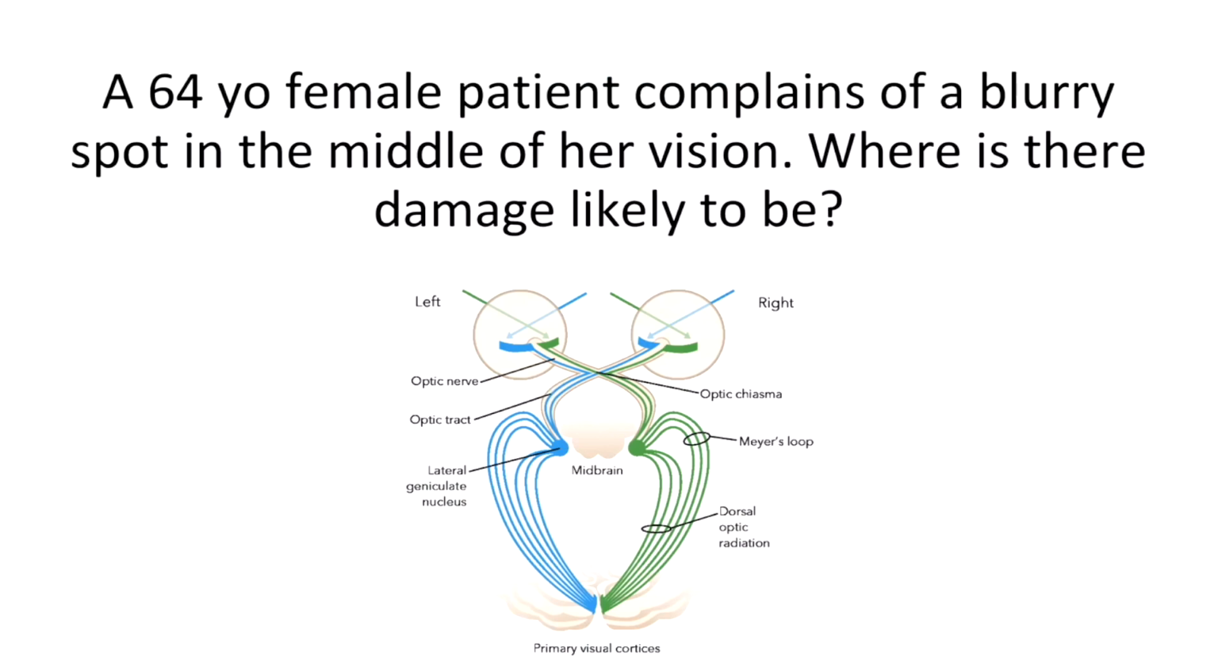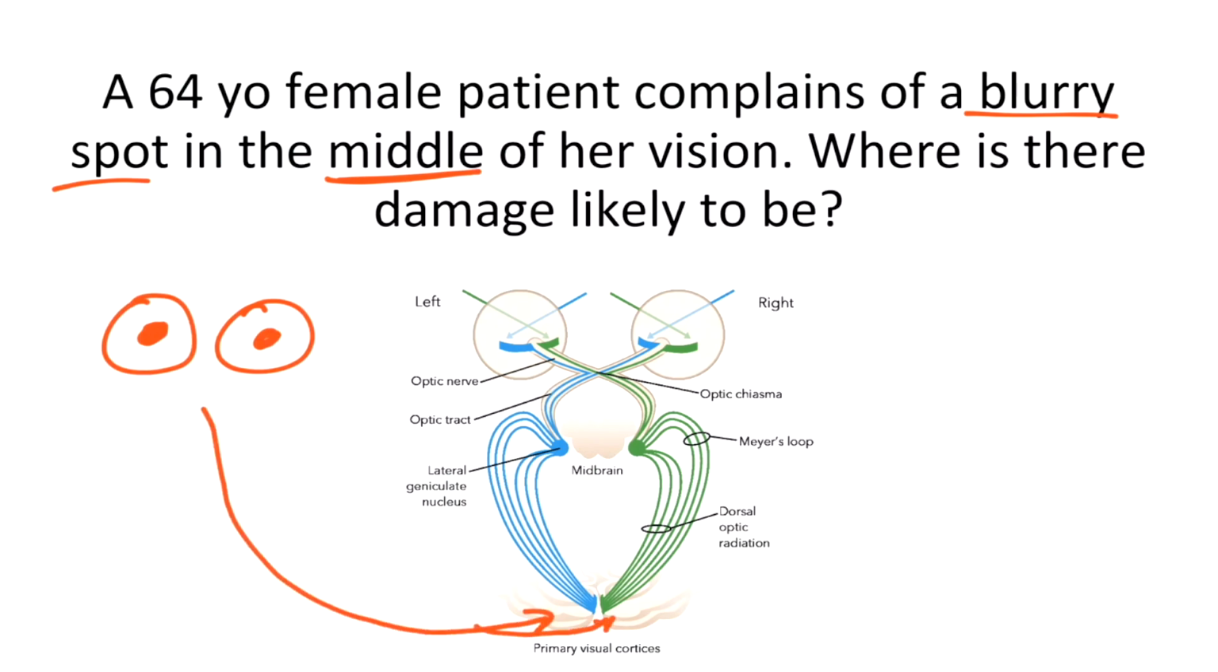So let's say there's a 64-year-old female patient who complains of a blurry spot in the middle of her vision. Where is their damage likely to be? So this patient is complaining of central loss of vision, which looks like that. So right there in the center, she cannot see. So this should instantly make you think of the macula. So central loss of vision should also make you think of the occipital cortex. So you could have damage back here if there was an MCA infarct, or we could have damage to the center part of the retina. So this will make more sense after we talk about the blood supply to the visual pathway.